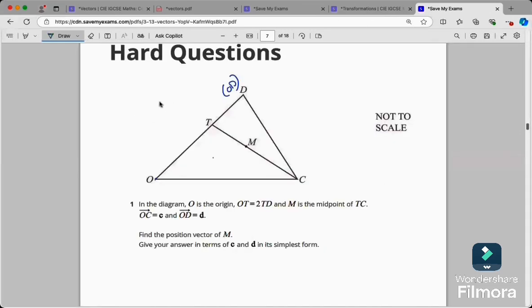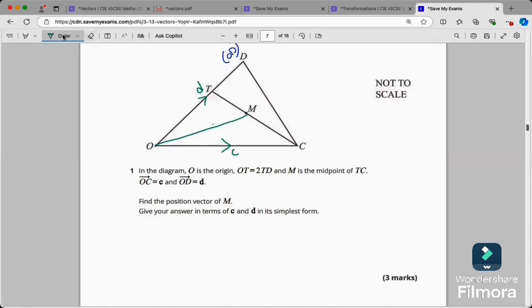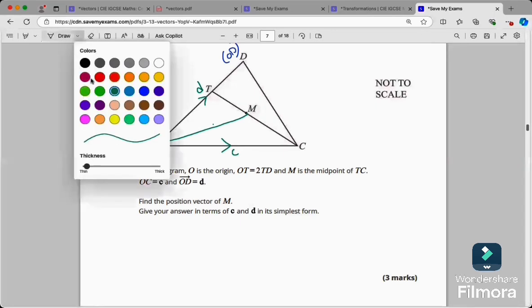Let's begin with the more challenging questions. Hard question number 1. In the diagram, O is the origin, OT is 2TD, M is the midpoint, OC is given to you as C, and OD is given to you as D, and then the position vector of OM. So you need to find this vector OM.